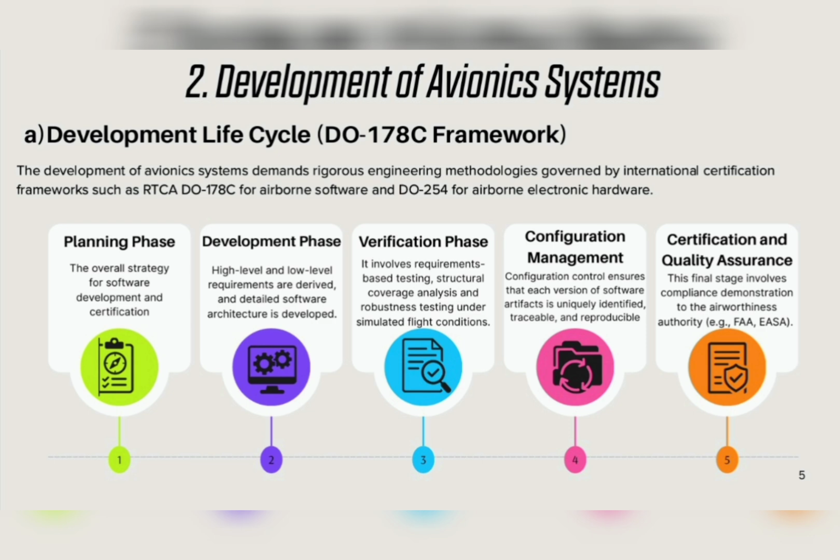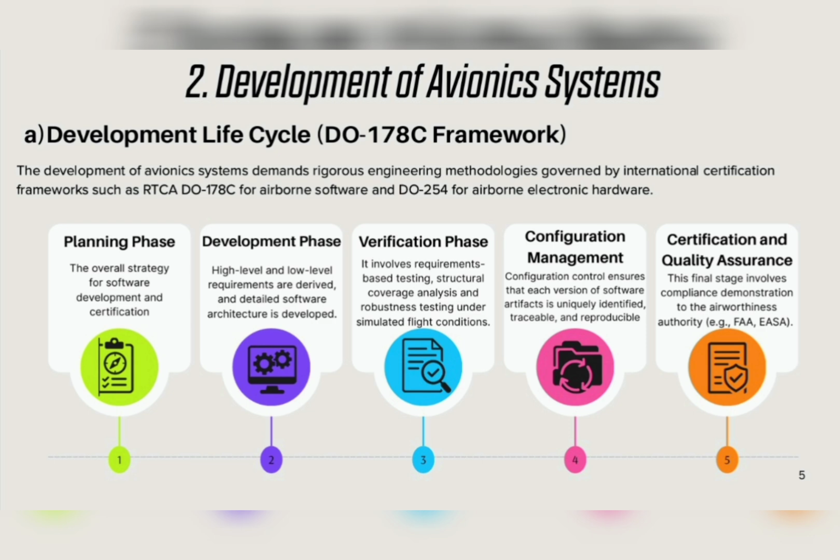Second is the development phase. High-level requirements are decomposed into low-level requirements. Software architecture is defined with an emphasis on determinism, modular decomposition, and traceability. Development must often occur in qualified tool environments. Compilers, code generators, and model tools need qualification evidence when they affect certification objectives.